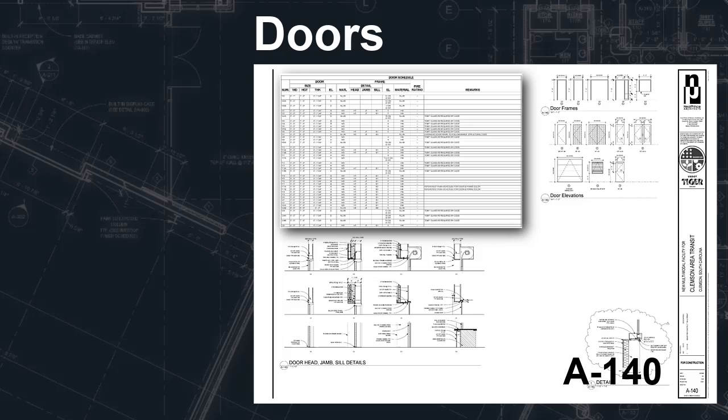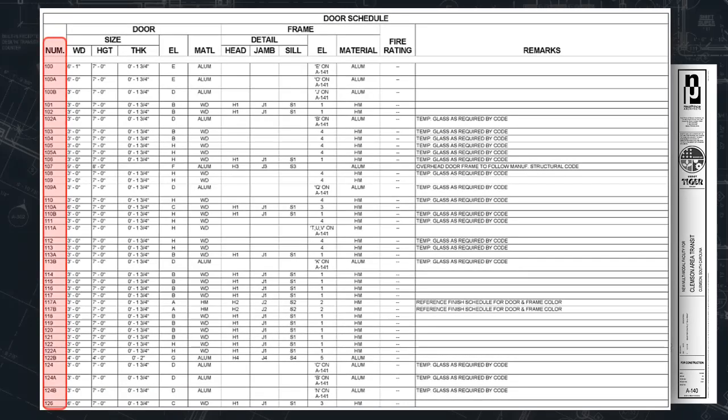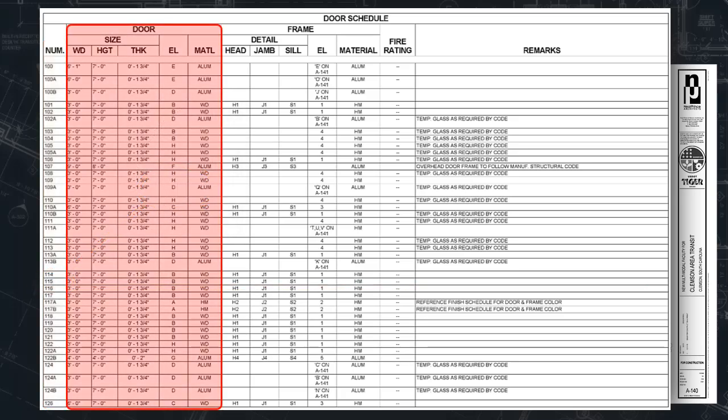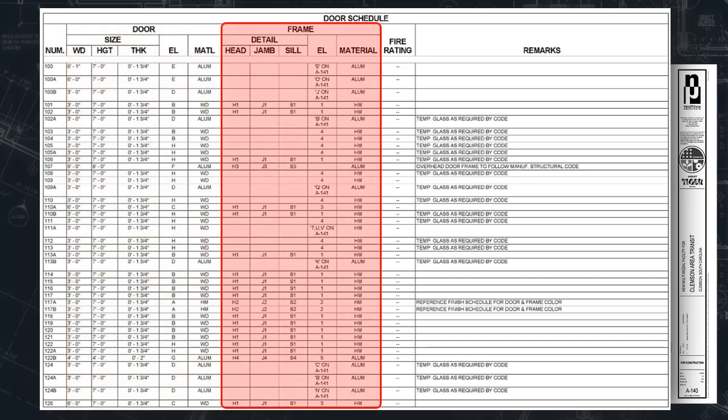The very first thing that you're going to notice on a door schedule is the number that corresponds to the door that's on the plan. That's where you match up the door so that you know what you're dealing with. And then you just follow it across. The next thing is that there's a whole section in the door schedule just for the door. And there's a different section just for the frame.